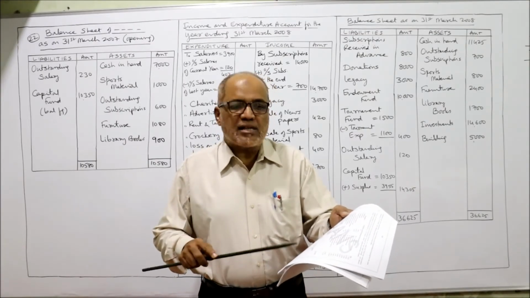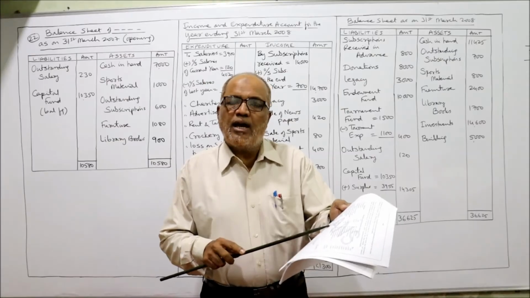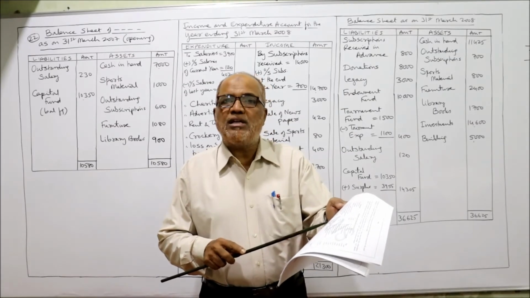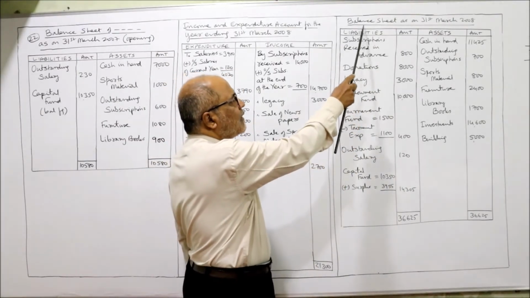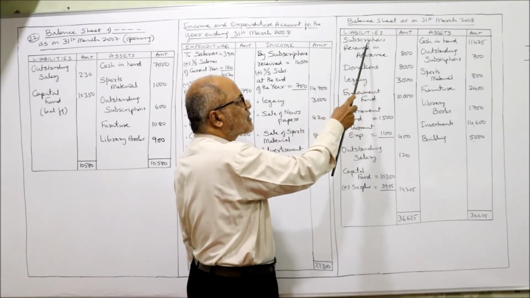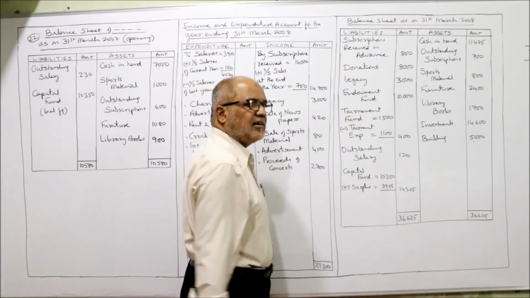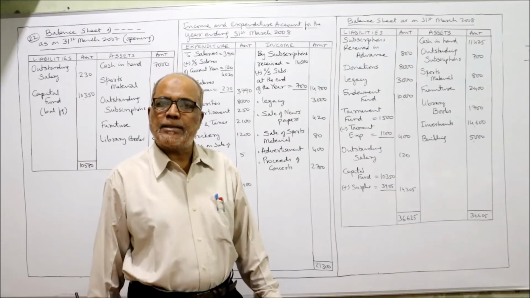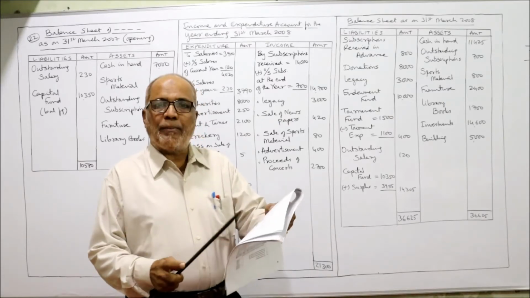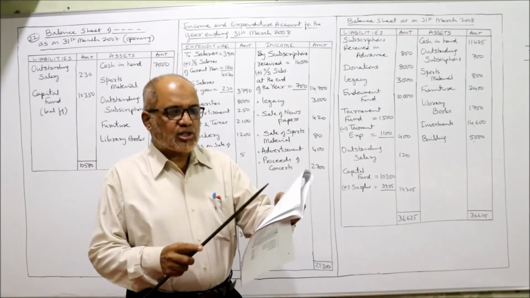Current year subscription we will take 14,000, and advance subscription received, that 800 rupees will be taken on the liability side. Balance sheet liability side, subscription received in advance 800. This 800 we have received in advance for the next year, right? Next comes to payment. Tournament expenses, just now I told.